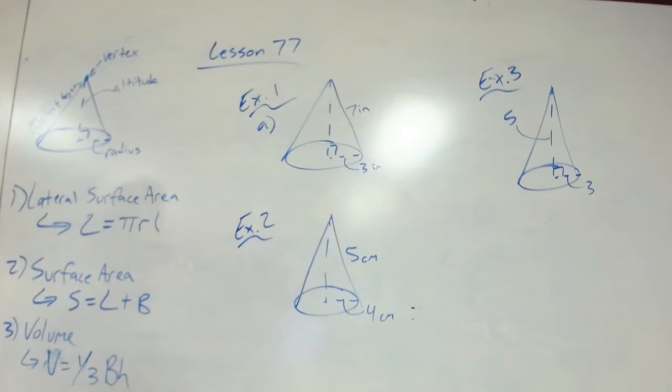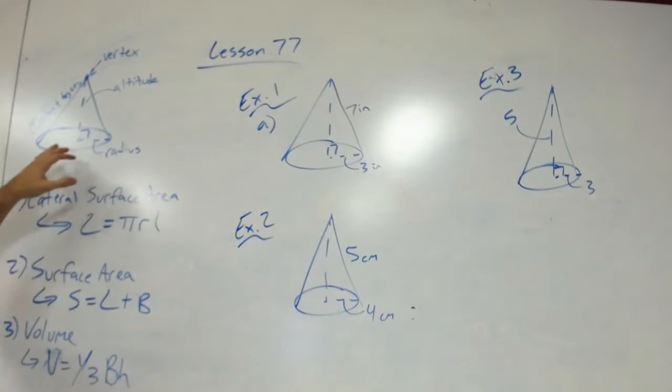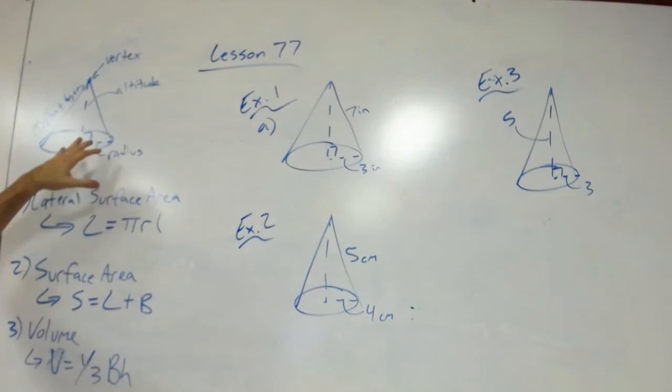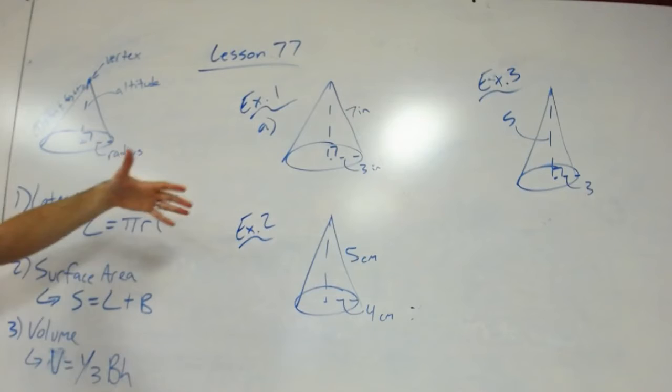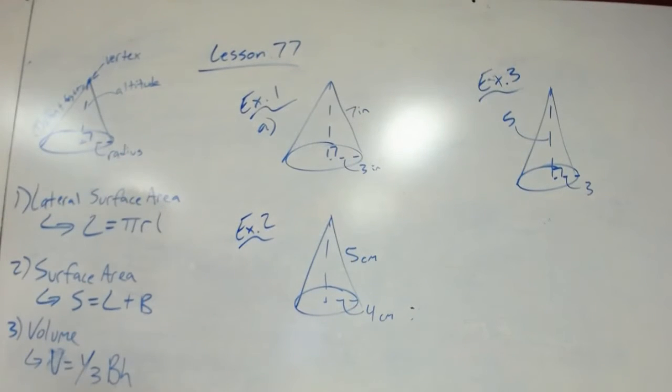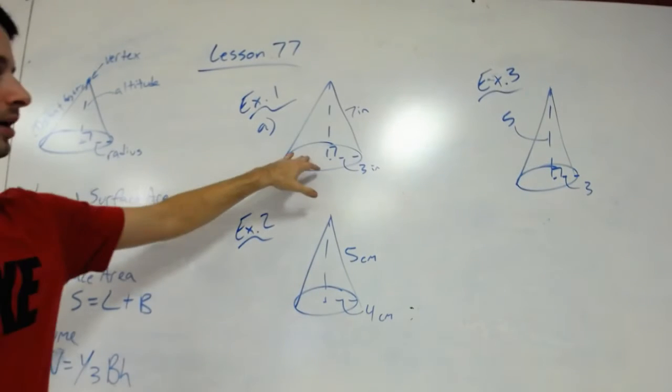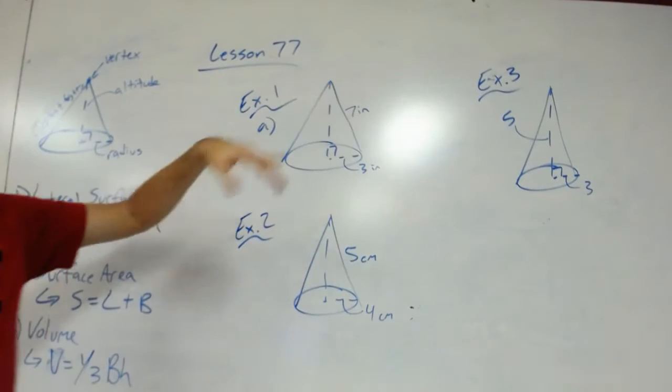Lesson 77, we're going to look at cones. A cone is just a shape like a cylinder, but where a cylinder has the same base top and bottom, a cone has a base, in this case a circle, and it meets at a point or a vertex.